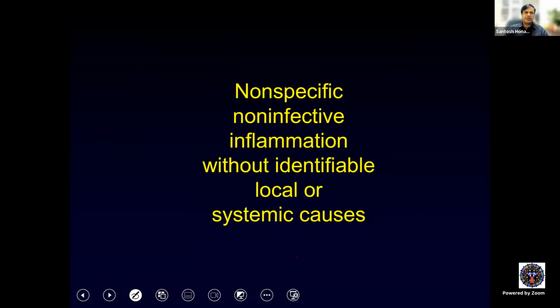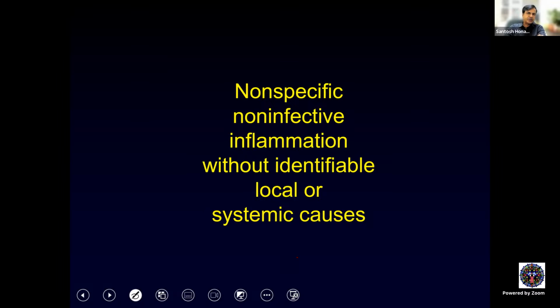So whenever we talk about inflammation, there could be specific inflammation or non-specific inflammation. Pseudotumor is a term that should not be used. So whenever there's a non-specific inflammation, it has to meet these criteria.